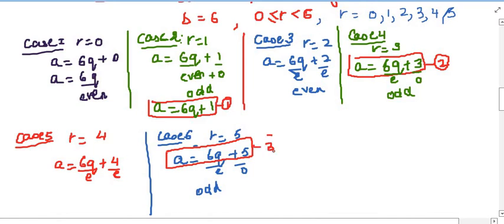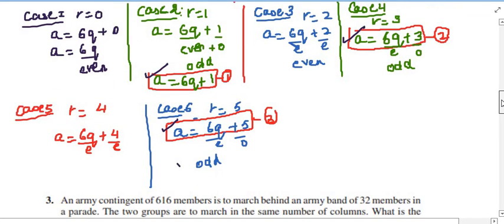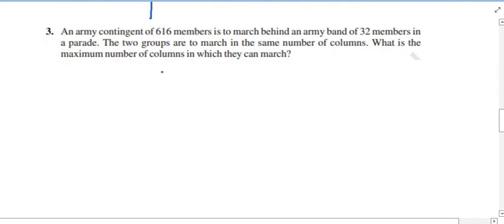If you observe equations 1, 2 and 3, any positive odd integer is of the form 6q plus 1, 6q plus 3 or 6q plus 5, hence it is proved. Now we will do question number 3. It says here, an army contingent of 616 members is to march behind an army band of 32 members in a parade. The two groups are to march in the same number of columns. What is the maximum number of columns in which they can march?